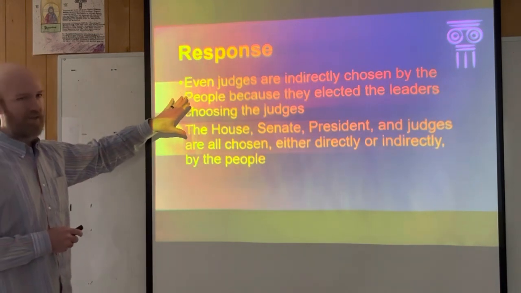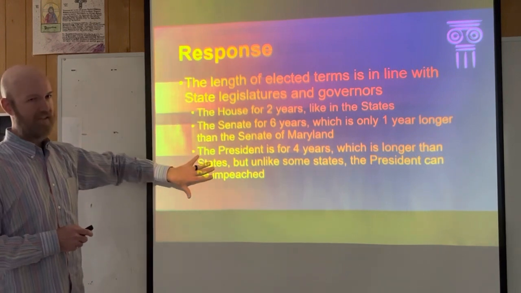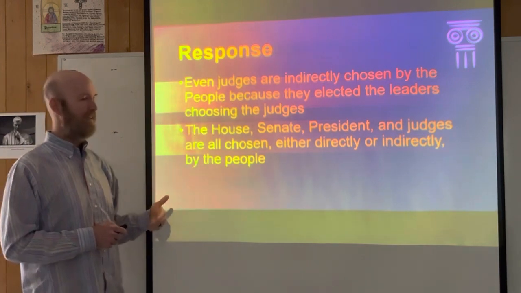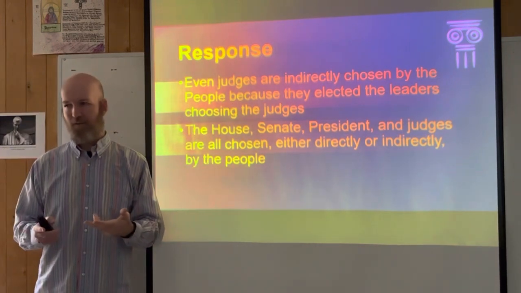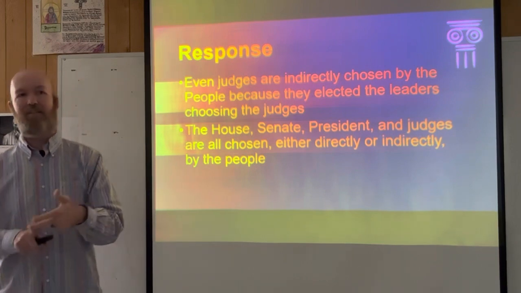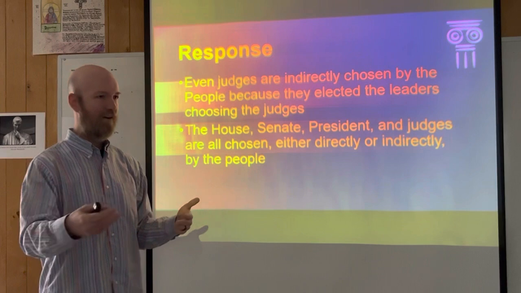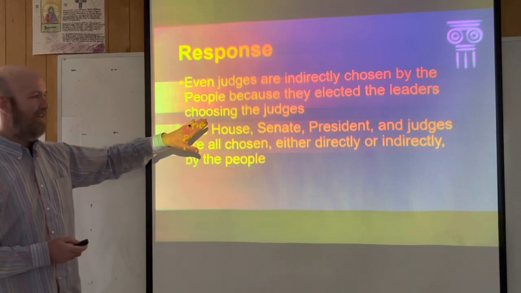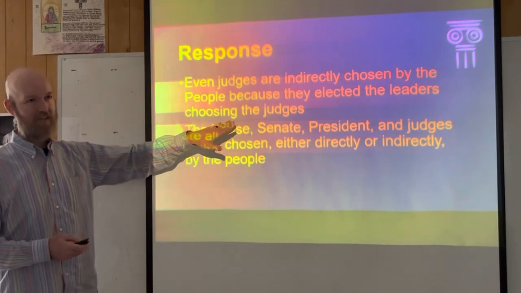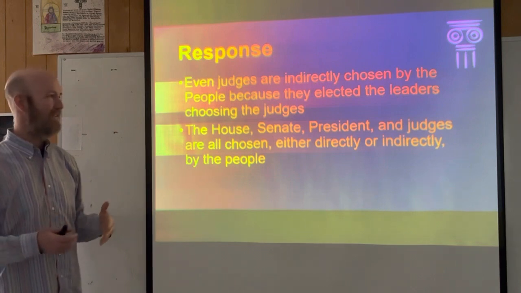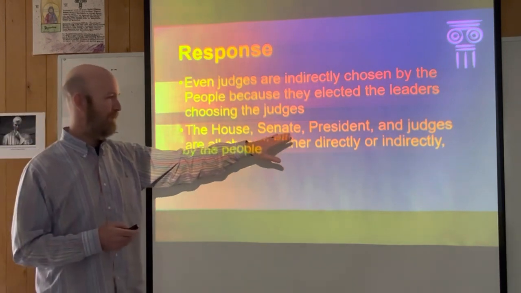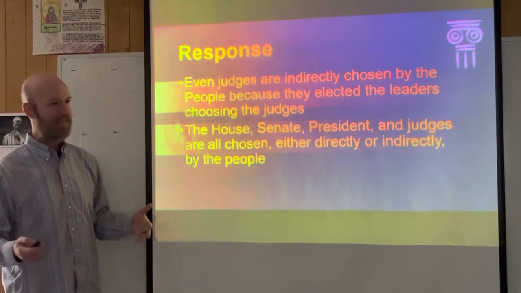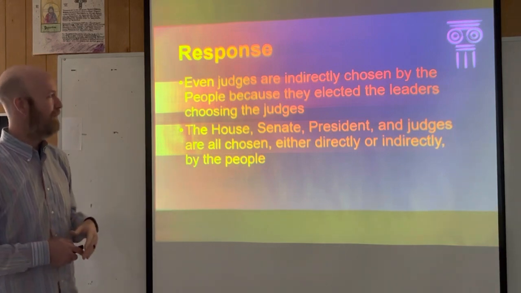Then they go into judges. So we've talked about the legislature and the executive branch. Now they get into the third branch, judges. And they say that even judges are indirectly chosen by the people because federal judges are nominated by the president and then confirmed by the Senate. And the president and the Senate are representative of the people, so even judges are representing the people. Now they do point out that the judges are not directly chosen by the people, but it is indirect, so you have that. The House, the Senate, the president, and judges are all chosen either directly or indirectly by the people, so it is a Republican system. The government represents the people.